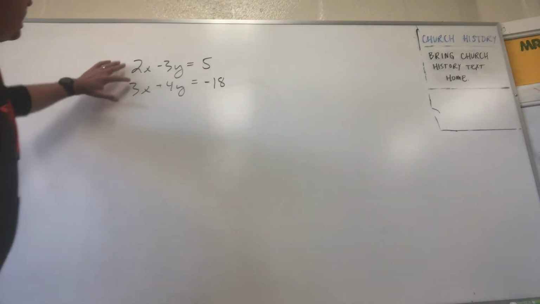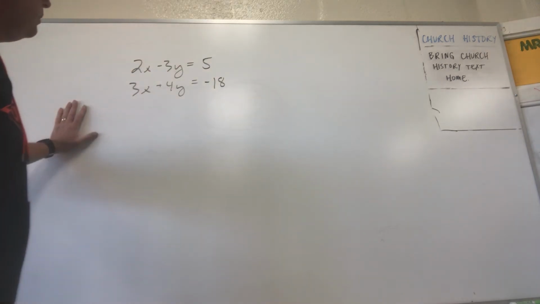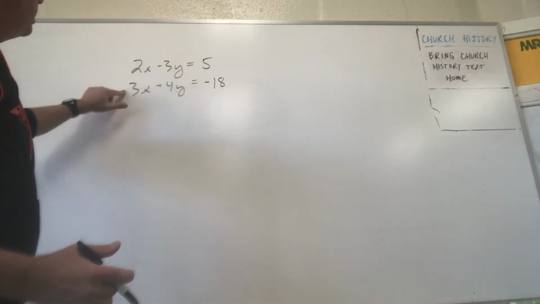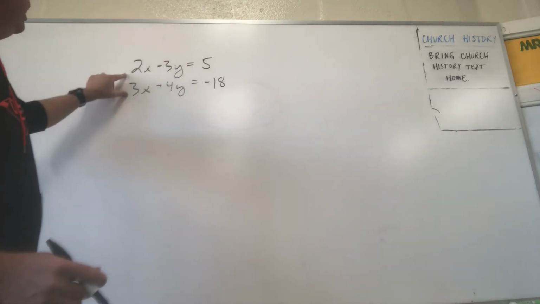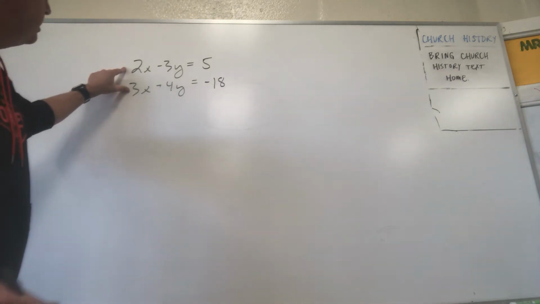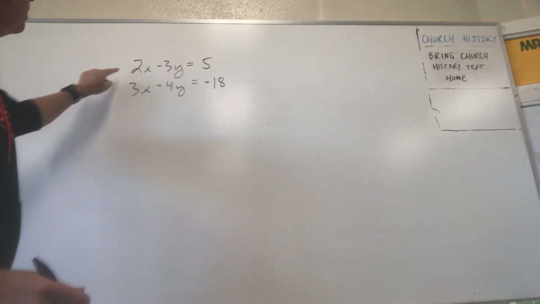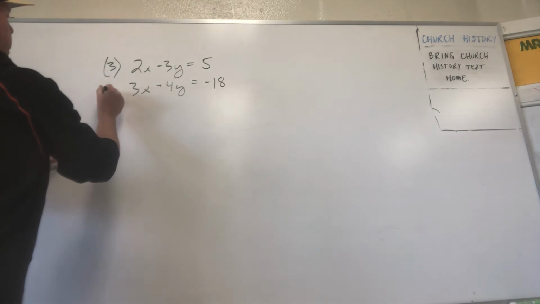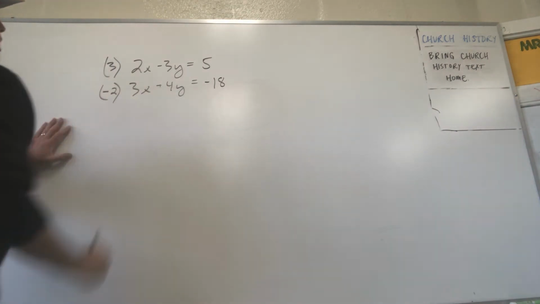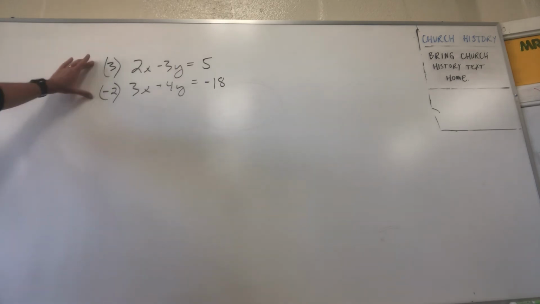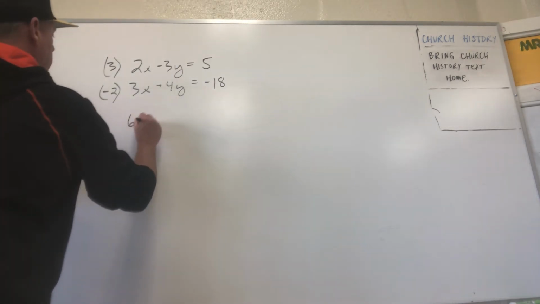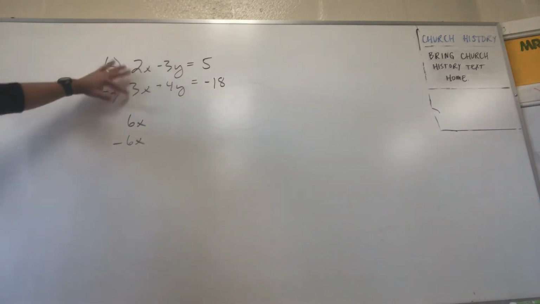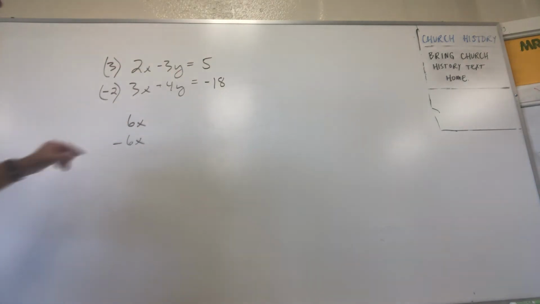Okay, so I want to make one of these eliminate each other. I can do either one, all right? I can do either one, but I think I'm going to go with the x's right here and make them both equal a 6 and a negative 6. So I'm going to multiply this one by 3, right? And I'm going to multiply this one by negative 2, right? And I'm going to come up with two new simultaneous equations. This one's going to equal 6x. This one's going to equal negative 6x. And you can see right now these two are going to eliminate each other. But I still have to finish off the rest of the equations.